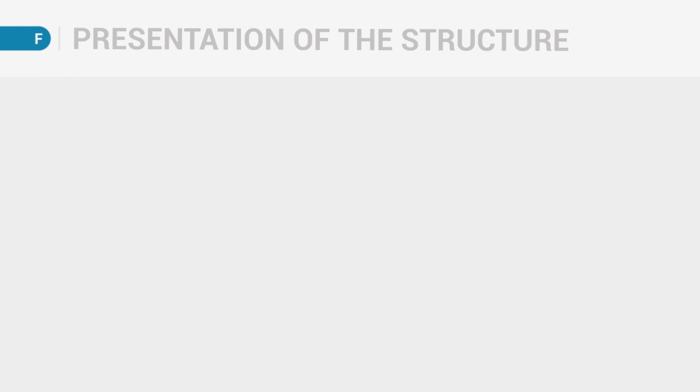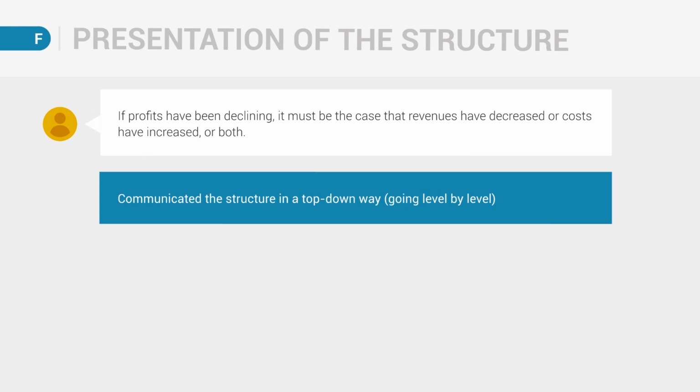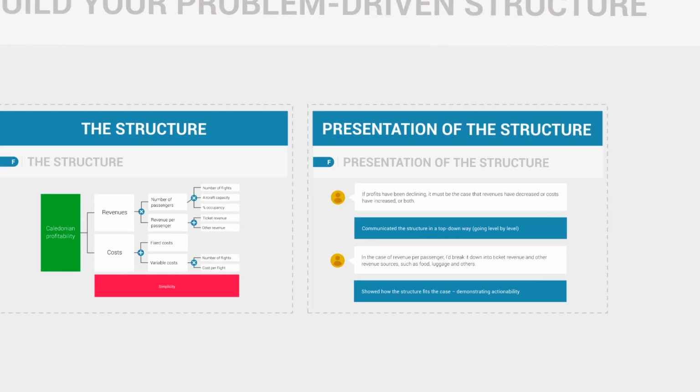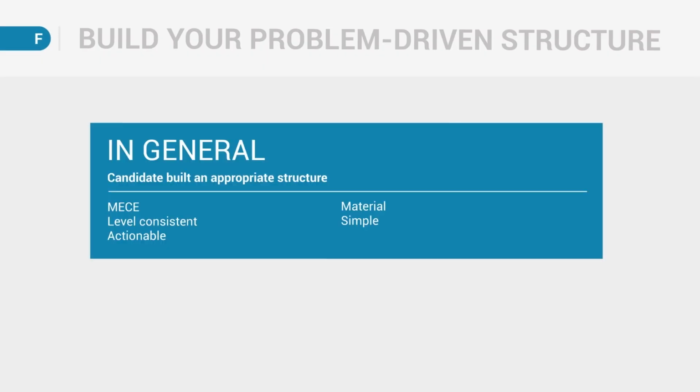Here, that presentation made use of 2 key principles. First, the candidate communicated their structure in a top-down way, proceeding level by level. Second, they showed how the structure is relevant to the case and focuses on drivers that can be acted upon, demonstrating actionability.